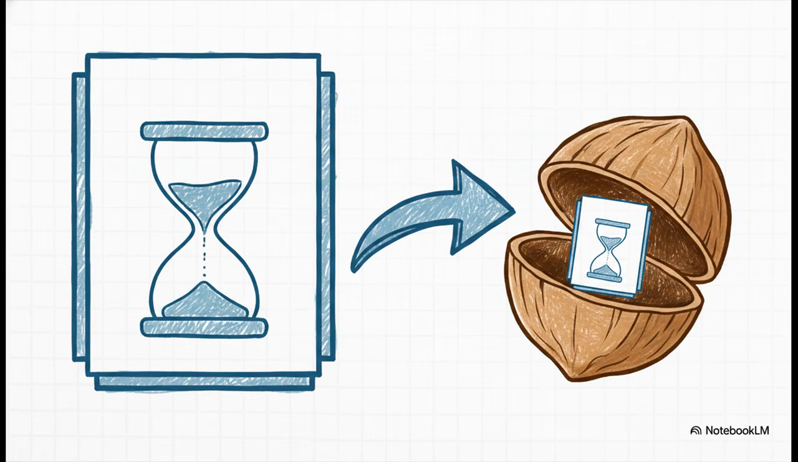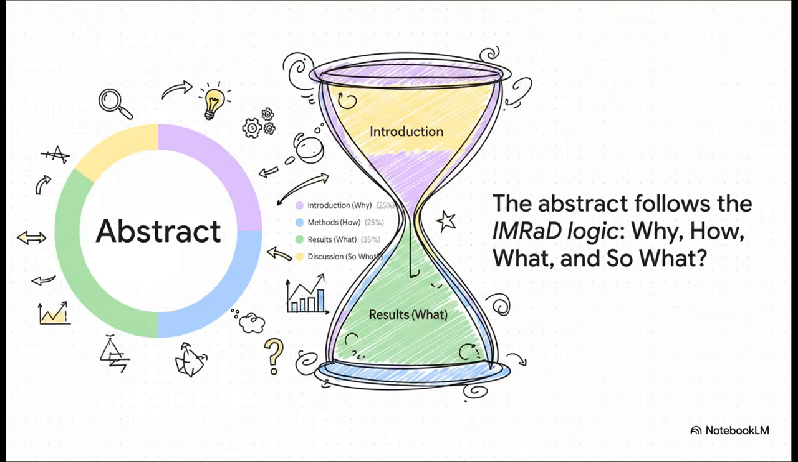But hold on, there's one more piece to this whole puzzle: the abstract. That little paragraph you see at the very beginning of the paper? Well, it's best to think about it at the end, because it's not just a summary, it's literally a miniature version of the entire IMRaD paper. Just look at this breakdown. The abstract follows the exact same logic. You get about a quarter for the introduction, the why, another quarter for the methods, the how, a little more, maybe 35% for the key results, the what, and then a nice tight 15% for the discussion, the so what. It's the entire hourglass, right there in one paragraph.